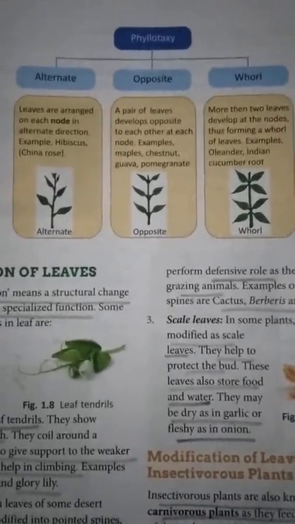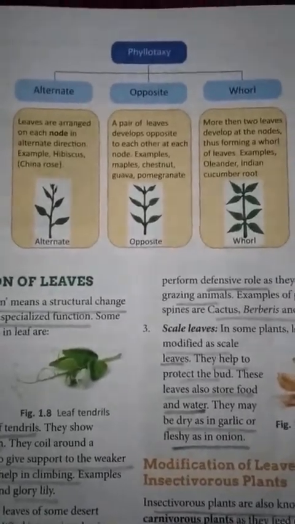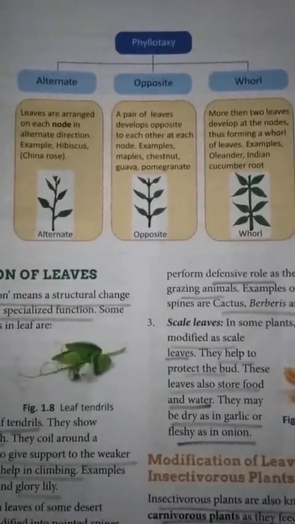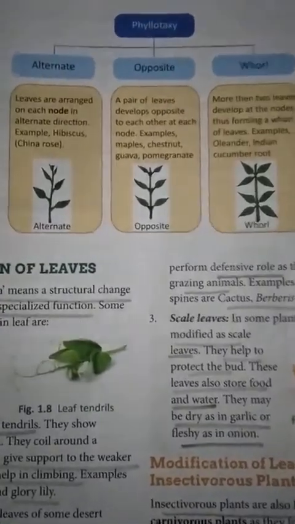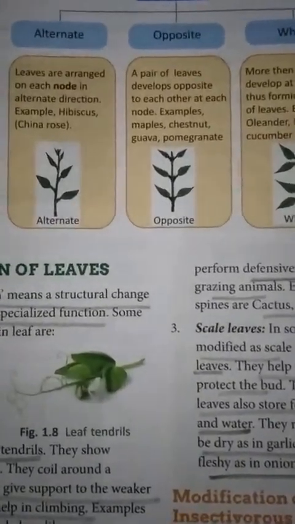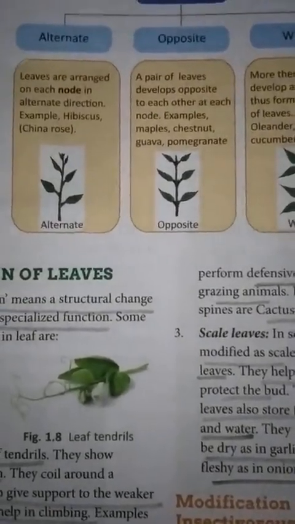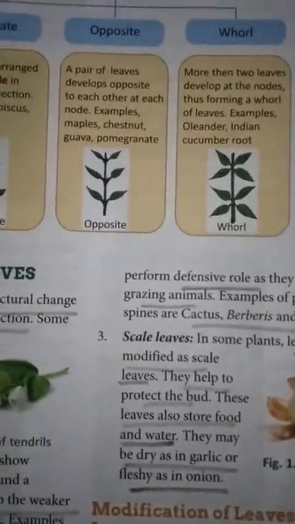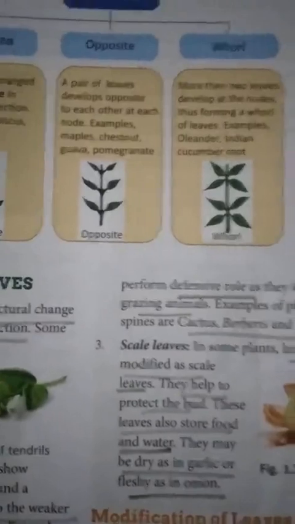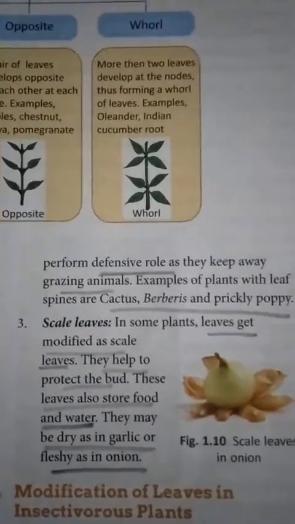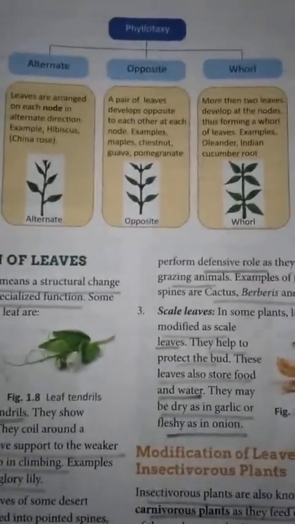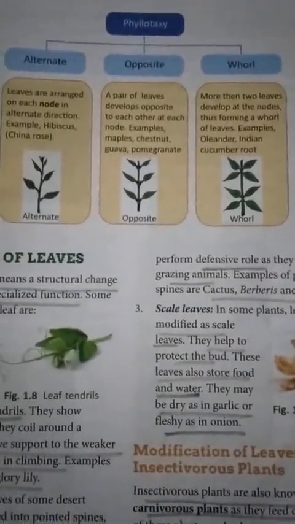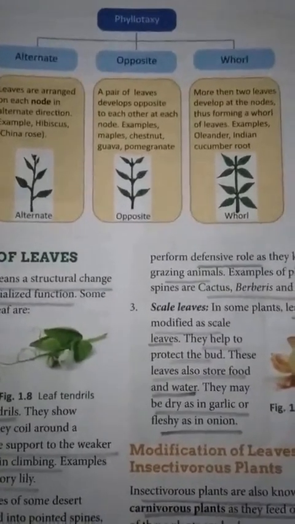From the name itself you can make out that in alternate, from one node only one leaf arises, and that too in an alternating way along the stem. Here you can see the leaves are alternate. From one node only one leaf is coming out and the next one comes out on the other side of the stem. In opposite, from a single node 2 leaves come out, opposite to each other. And in whorl, more than 2 leaves come out in a group at a single node. So as such you can see the 3 kinds of arrangements of the leaves in plants.